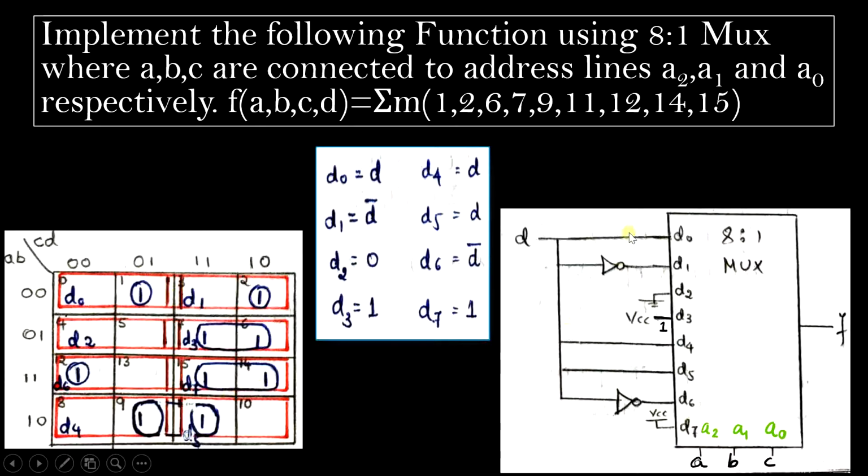So in this case, we will require one connection to the supply, one connection to the ground and a NOT gate to show the various connections to the various data lines.